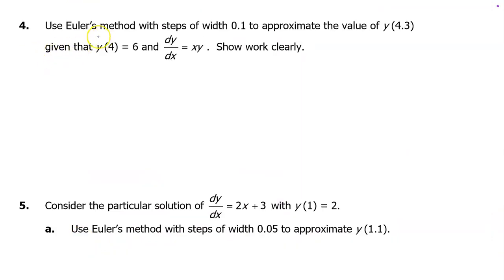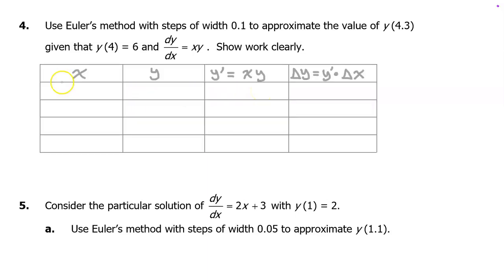Number 4. Use Euler's method with steps of width 0.1 to approximate the value of y at 4.3, given that y at 4 equals 6 and dy dx equals xy. Show work clearly. This time they didn't give us the table, so we will have to do everything ourselves. Write the setup in the first row.